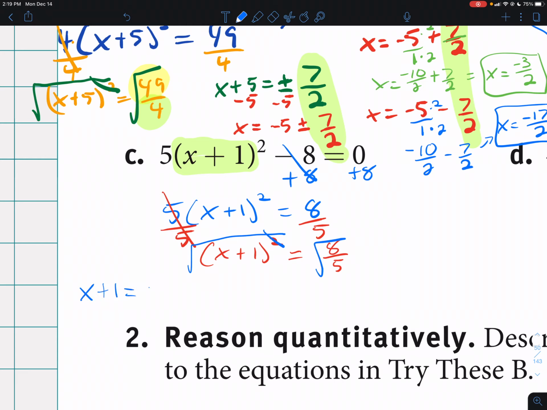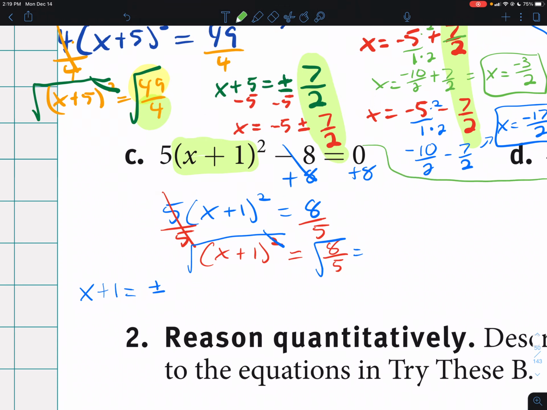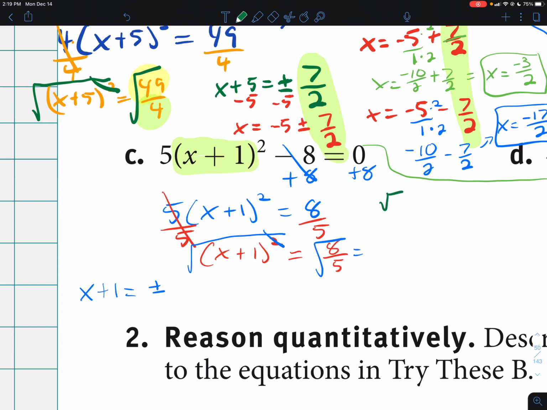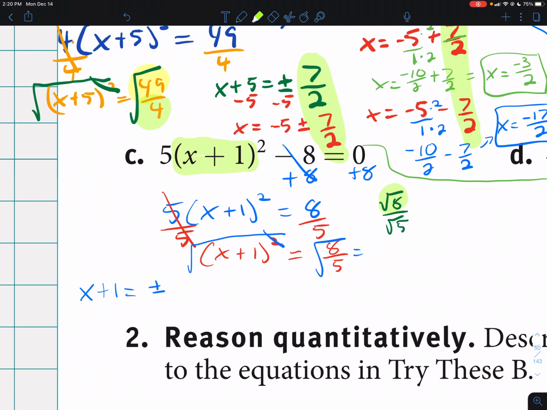1 equals plus or minus. I need to figure out what to do with the square root of 8 over 5. So I'm going to draw a little line here. I can write that separately as the square root of 8 over the square root of 5. So I need to do a couple things. I need to simplify the square root of 8, and I need to take care of the radical in the denominator. It doesn't really matter what order you do this in, but I'll do the 8 first.